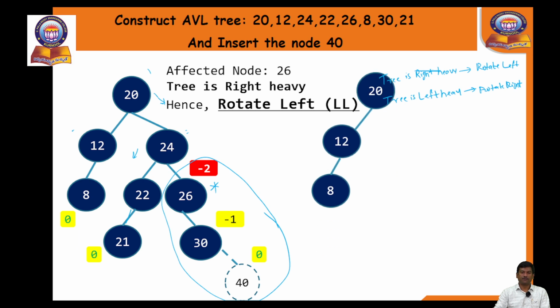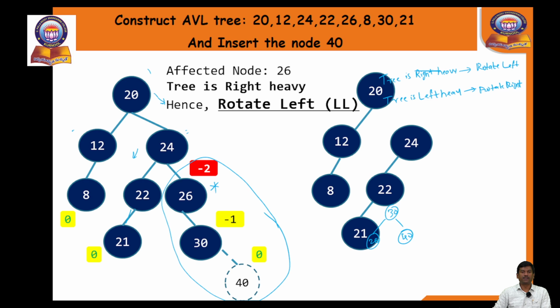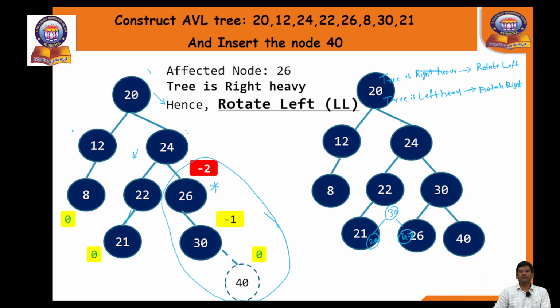Because it is right heavy, you need to rotate left. So when you rotate left, 30 becomes the root node, 26 becomes the left child, and 40 becomes the right child, and the remaining tree nodes are the same. That is 20, 12, 8 will be the same, 24, 22, 21 will be the same. Within the affected node and its respective subtree there are certain changes. That is 30 becomes the root, 26 becomes the left child, and 40 becomes the right child. This is how we can perform the rotate left and find the balance factor of every node.